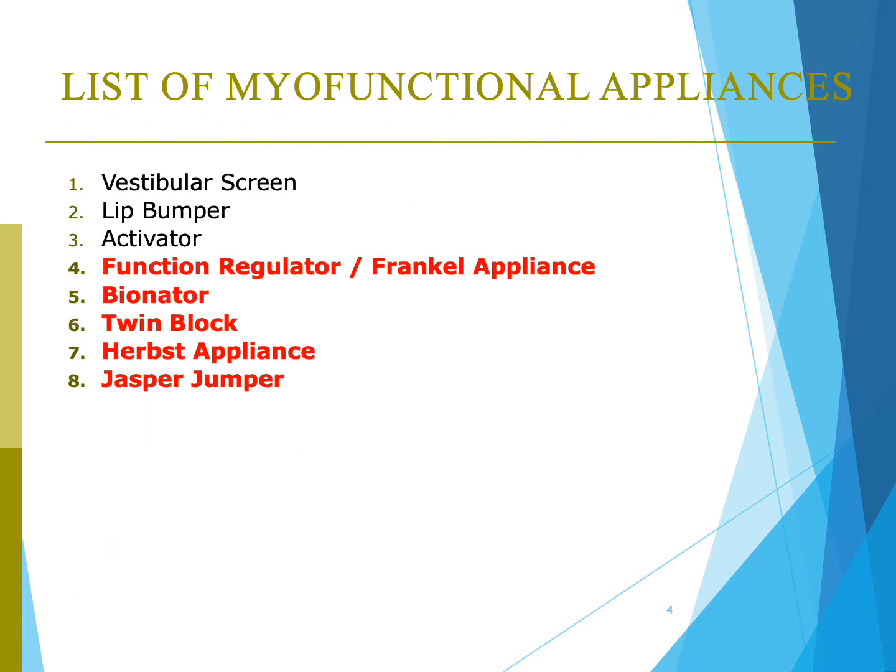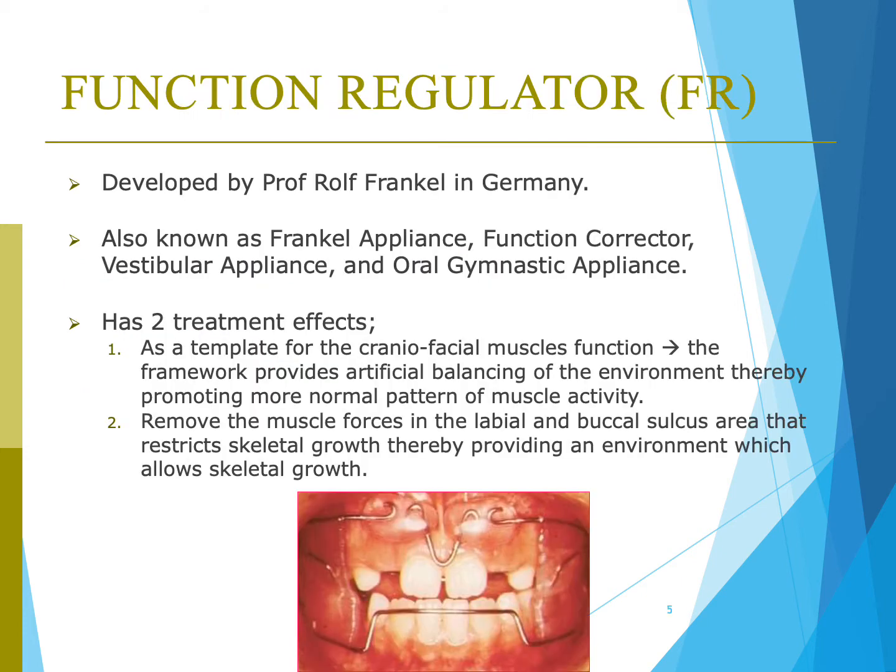Now, this is the list of myofunctional appliances. In Part 1, you have already been explained about the vestibular screen, lip bumper and activator. So in Part 2, we will continue discussing the function regulator of Frankel appliances, followed by Bionator, then twin block, Herbst appliance and lastly Jasper jumper.